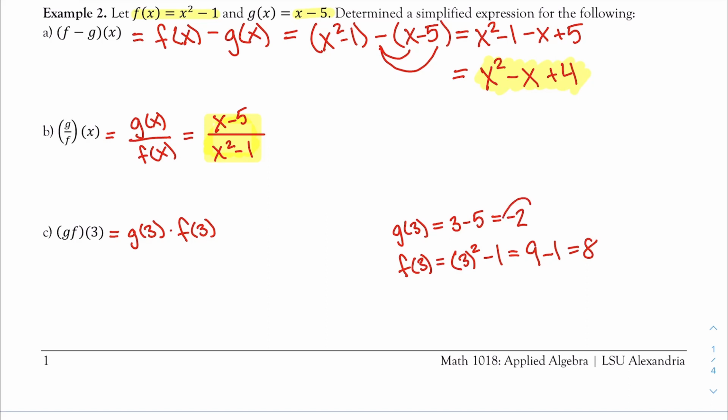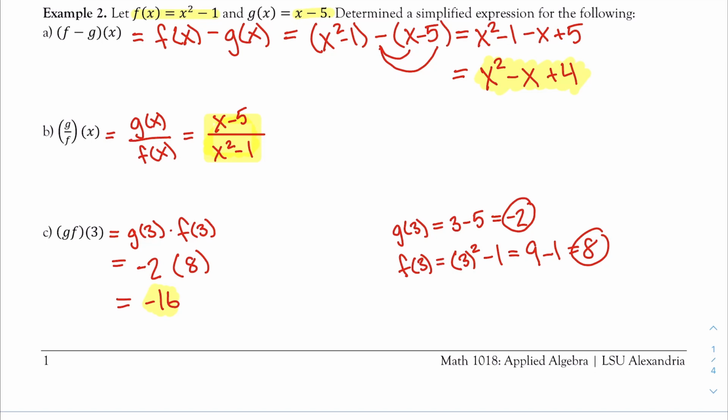Well, now I'm going to go ahead and take these two values and plug them into my original expression. We said g of 3 was negative 2. We said f of 3 was positive 8. So now I'm asking what's negative 2 times positive 8? I get negative 16. And thus we're done with example 2.